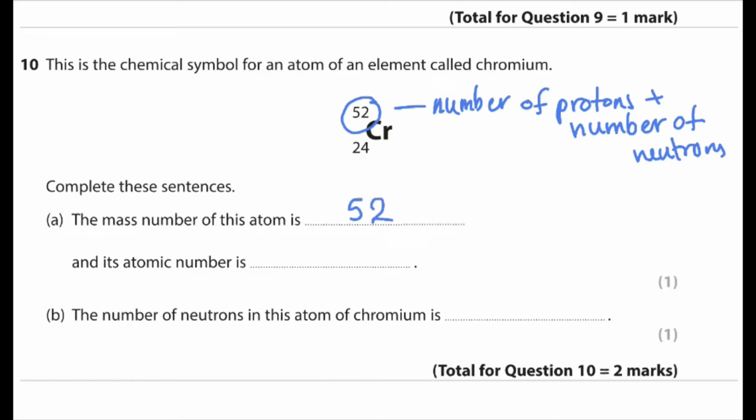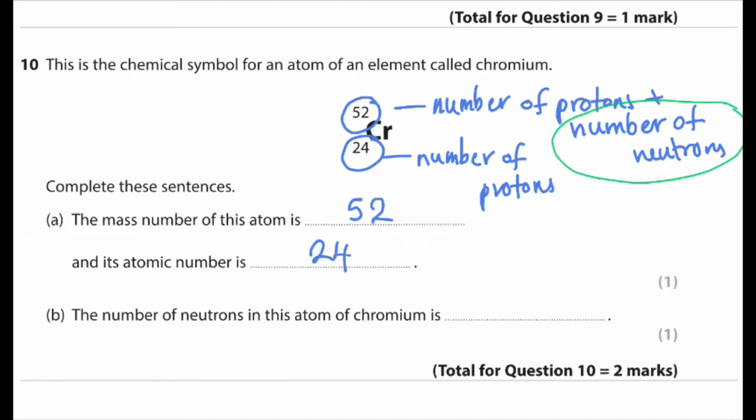Then there's atomic number. Atomic number is this, that is the number of protons. That is 24. Number of neutrons in the atom of chromium is, now we know that number of protons is right inside this. We can subtract the atomic number from the mass number, which is 52 minus 24. You'll get the answer as 28. So the answer is 28 here.